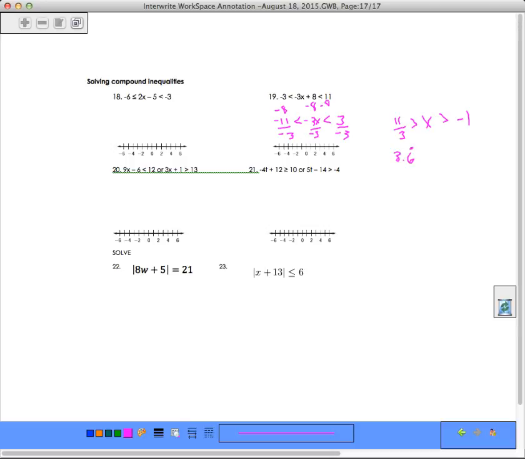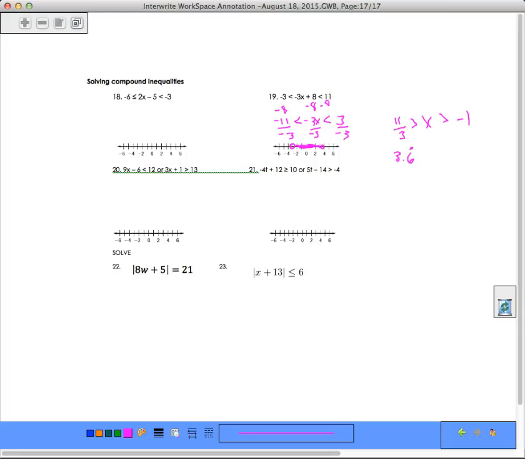These are both open circles because I don't have the or equal to part. So I'm going to put an open circle at 3.6 and an open circle at -1. And x is in the middle. It's greater than -1 and less than 3.6. So my shading is going to go in the middle. Okay, 18 is very similar. You can do that one.